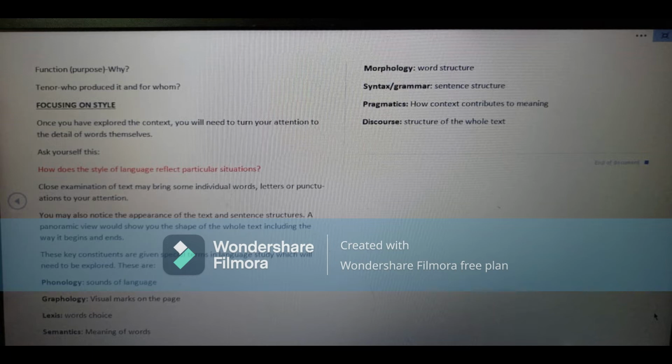So first and foremost, before even you move into the relevance of the language frameworks, you must understand and know what frameworks are there, or what pillars of language are there. Yes, we have the lexis, if you've heard of that. We have the syntax. We have morphology. We have phonology. We have graphology. We have discourse. We have pragmatics.